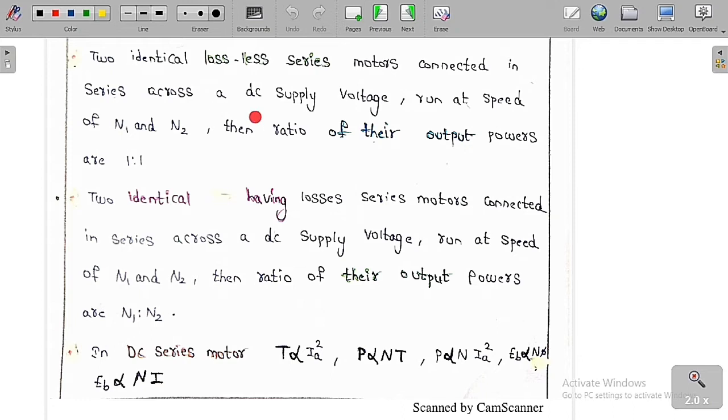So two identical lossless series motors connected in series across a DC supply voltage run at speeds of N1 and N2. The ratio of their output powers: output power is equal to EB into IA. EB for each machine is nearly equal to V by 2. So V by 2 into IA to V by 2 into IA. Both are the same, so they are going to get cancelled. So we are going to get 1:1. Then the ratio of their output powers is 1:1.